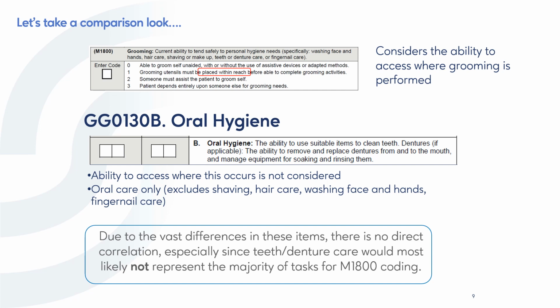And of course, on the M1800 side, we're looking at the ability to access where that grooming is performed. So if the hand washing is determined to be the majority of tasks, majority of the times, we have to consider where does that hand washing occur and how does the patient do getting there and returning from there. The oral hygiene doesn't care where it happens. Task location access is not a consideration. So I would really strongly urge not to try and compare the coding between these two items.